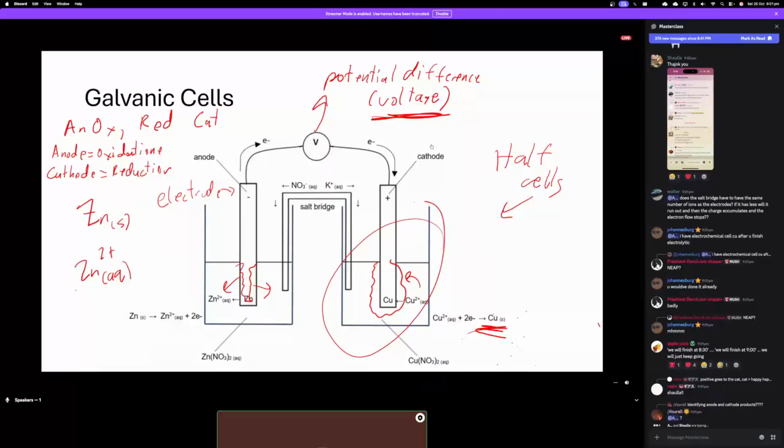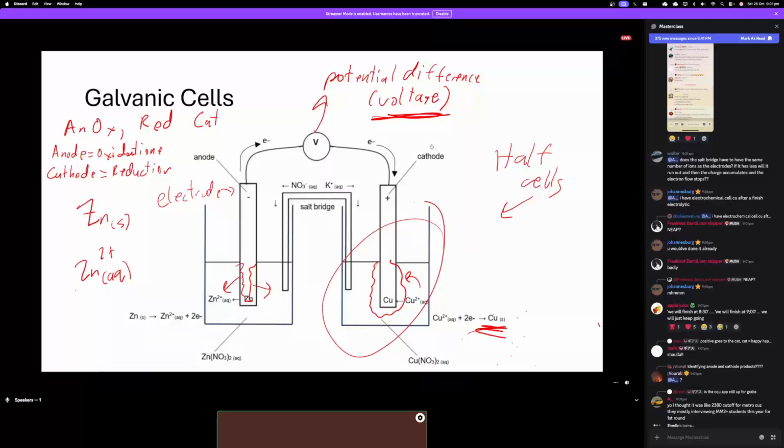Identifying anode and cathode products. I guess that's on the next slide. So yeah.